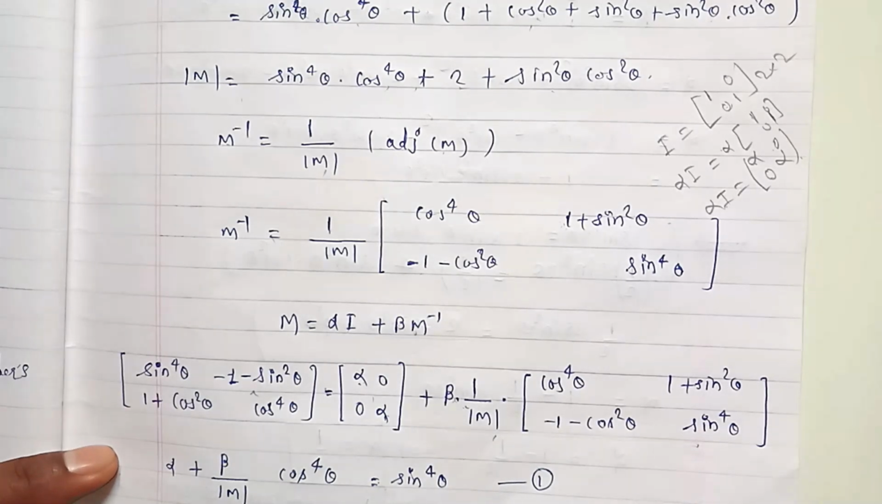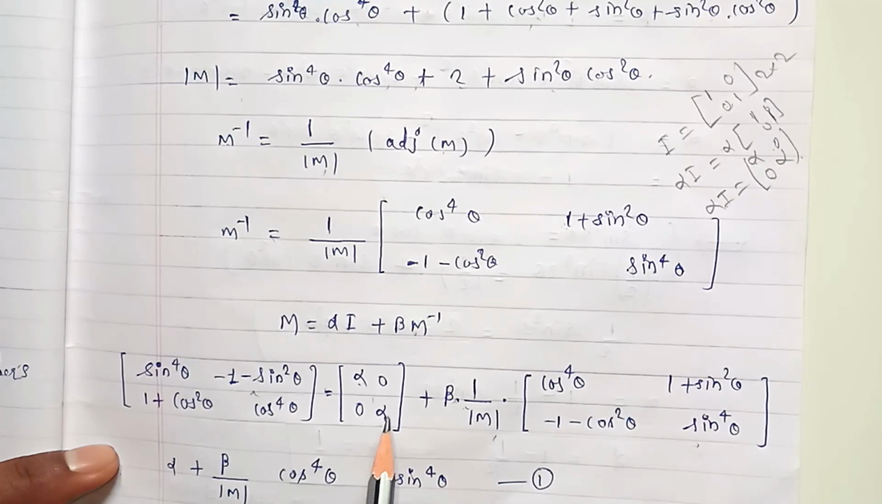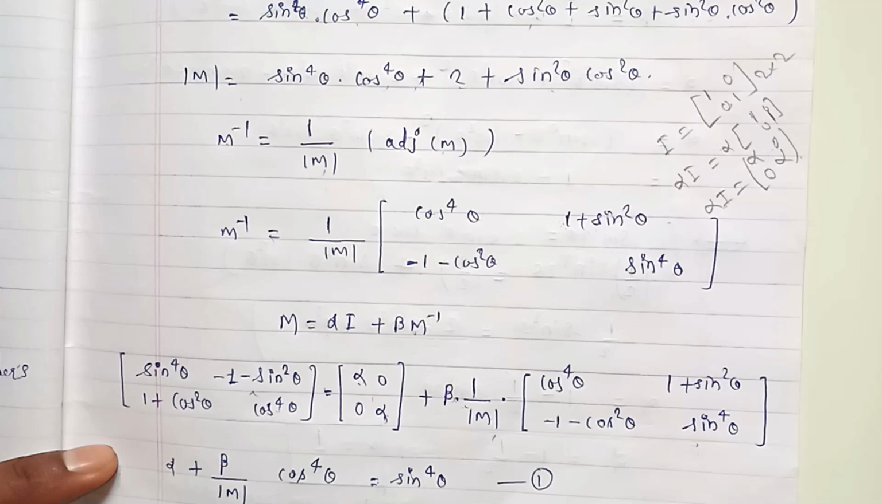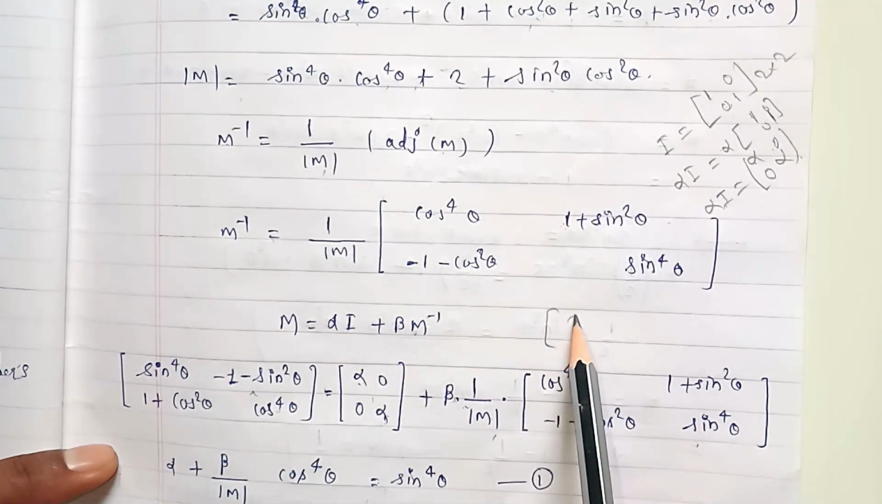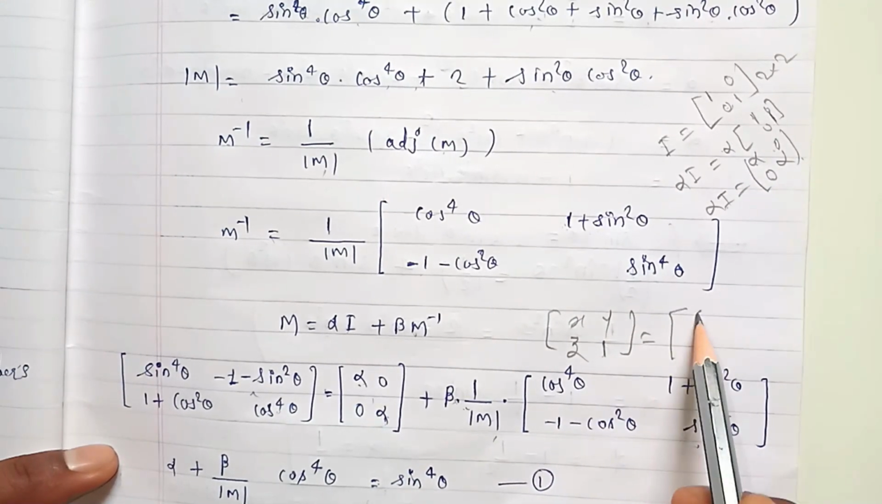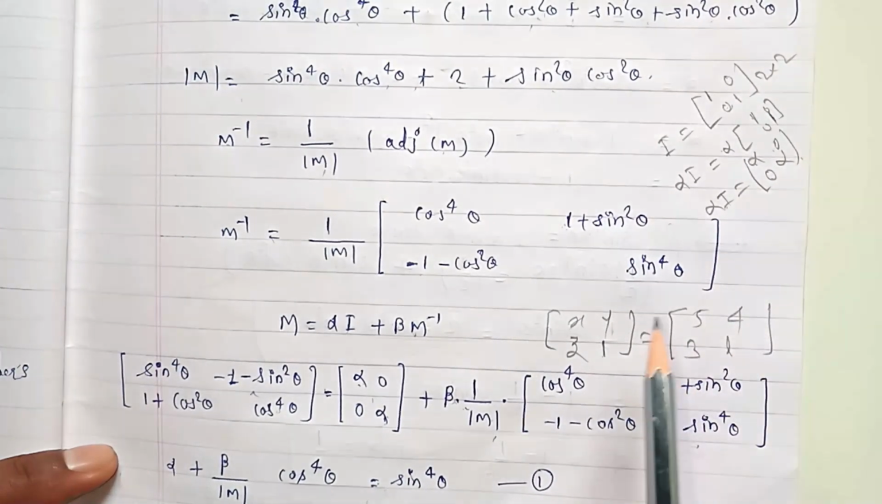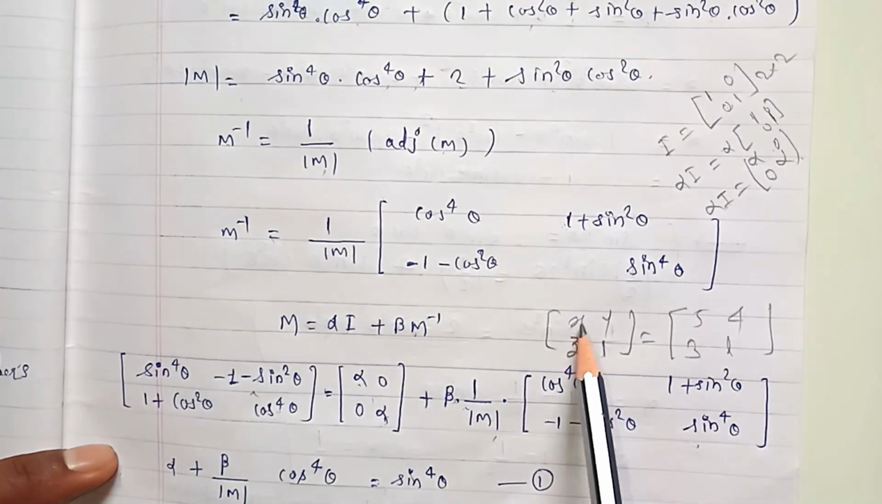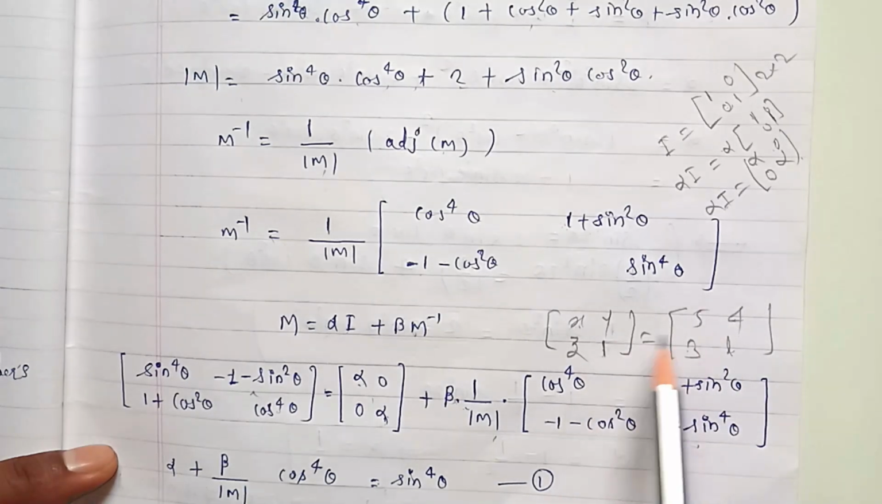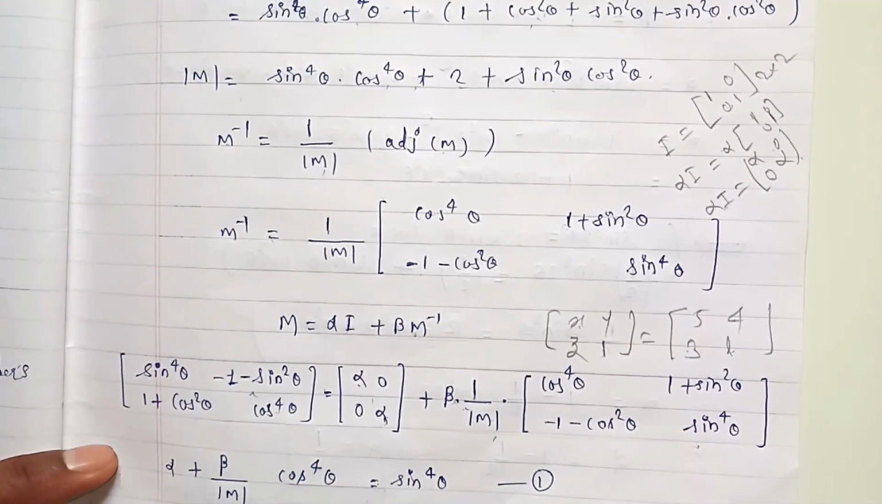Now we want the values of alpha and beta. For finding alpha and beta it is possible to compare the corresponding elements of our matrices. So how do we compare corresponding elements in a matrix? If we have x y z 1 and 5 4 3 l, we compare corresponding elements: x is equal to 5, y is equal to 4, z is equal to 3, and 1 is equal to l. This is the way to compare corresponding elements of our matrices.